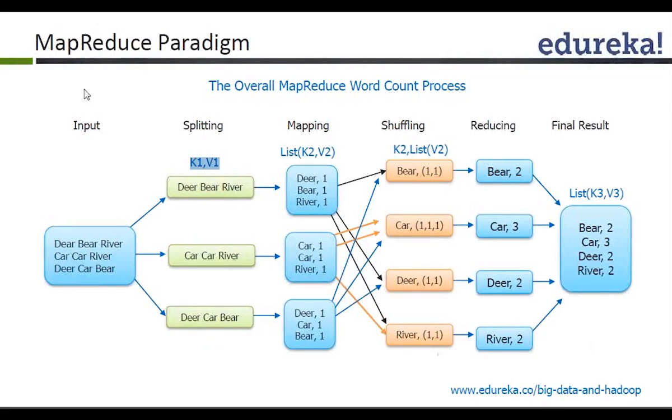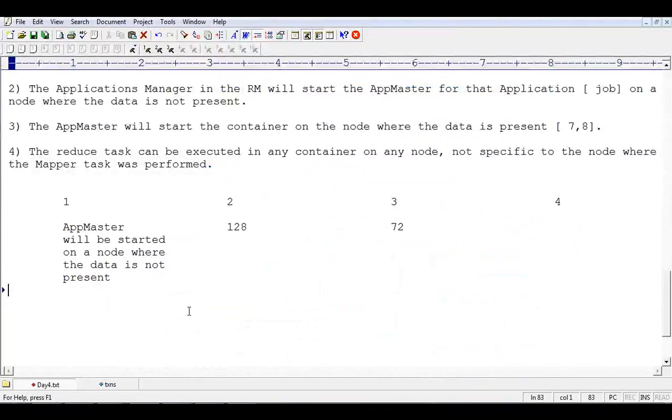So now there are six columns. The first column is a block. Inside that block, there will be multiple records, right? So there is a class called record reader, which converts a record into a key value pair. Let me document that over here.